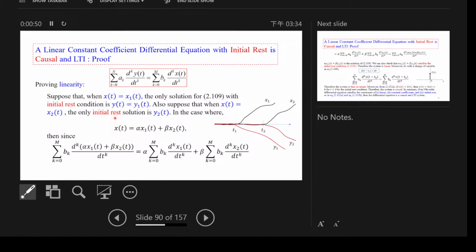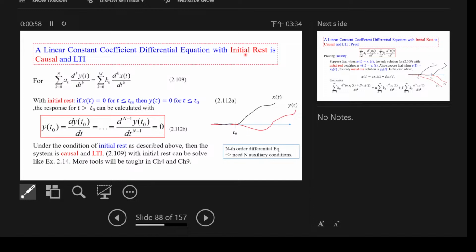And here we have shown that one of the conditions emphasized is the initial rest condition. We showed that if you pick an initial rest condition, then this linear constant coefficient differential equation is not only LTI, it is also causal. So it's a very nice condition. We finished last time with this proof that if we have those linear constant coefficient differential equations, and you pick the auxiliary condition as initial rest, then the system is indeed LTI and also causal.